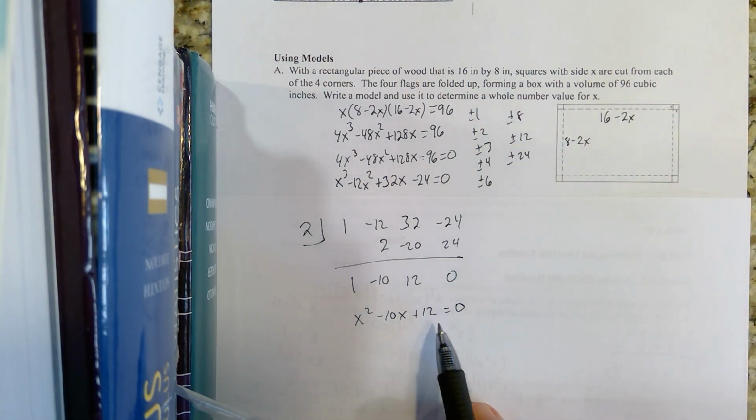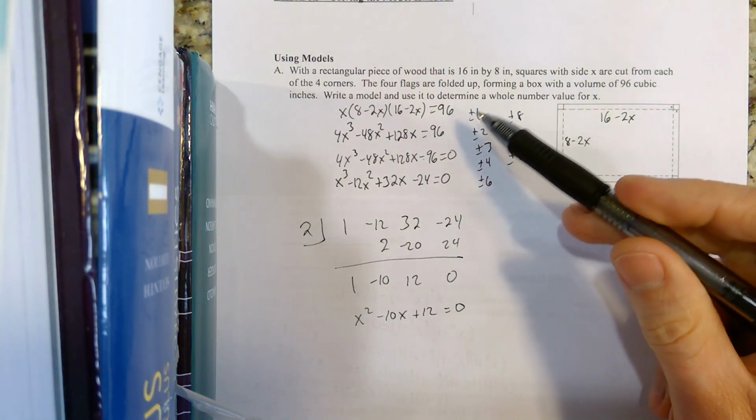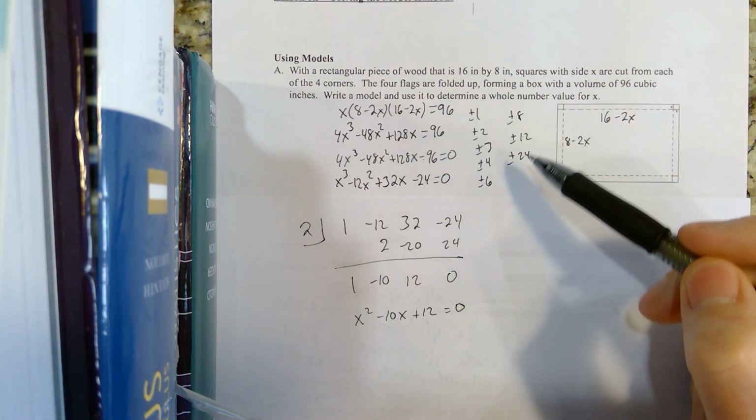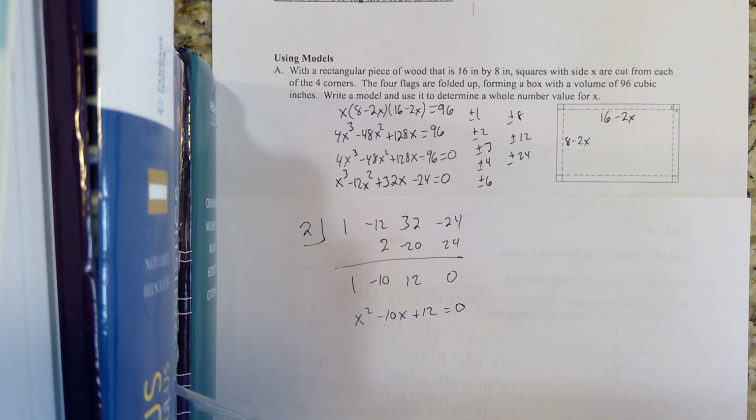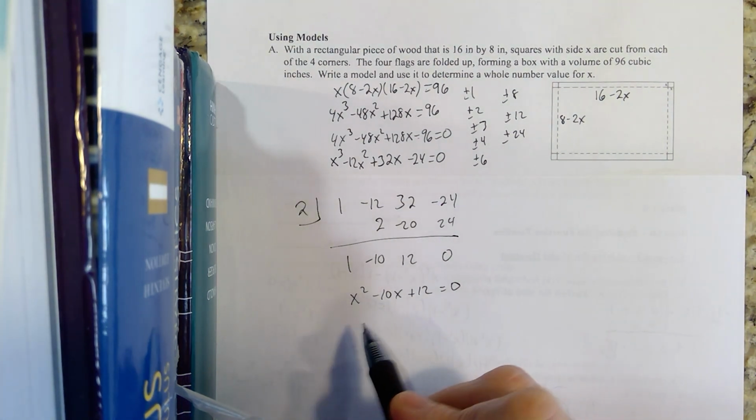And of course, 12, I could do 1 and 12. That's not going to work. 2 and 6, no, that's not going to work. 3 and 4, also not going to work. So I know it's not going to factor. I know no more of these nice rational choices are going to work. But that doesn't mean there aren't still answers here, right? We can use quadratic formula or completing the square. I used quadratic formula earlier, so I'm going to use completing the square here to refresh your memory on completing the square.